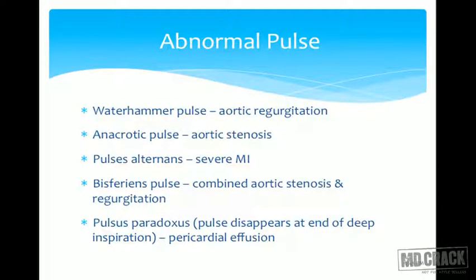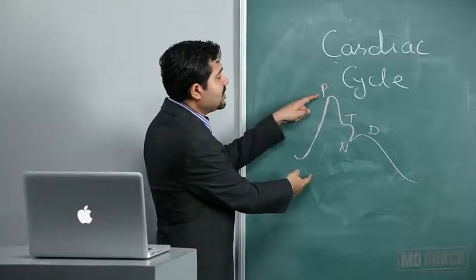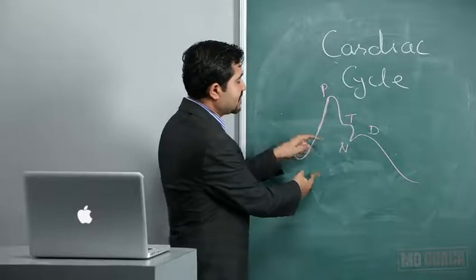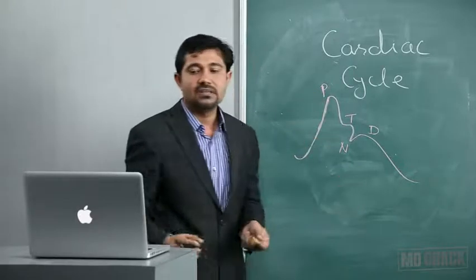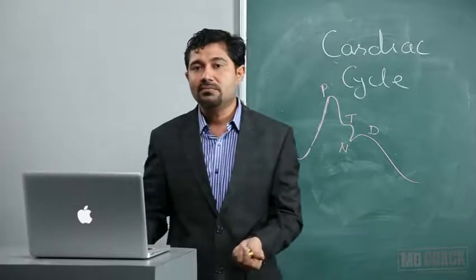Then in aortic stenosis, we get the anacrotic pulse. What will happen in aortic stenosis? A very small amount of blood will be ejected out into the aorta. So overall the amplitude of this pulse will decrease, and smaller waves will be recorded. So this is called the anacrotic pulse.